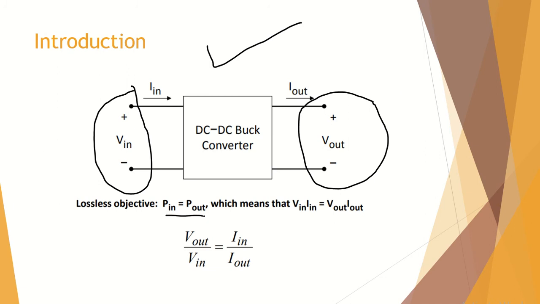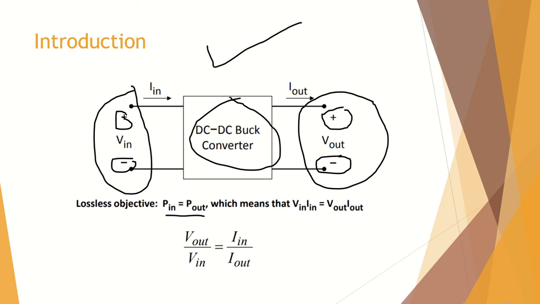The same goes for the DC to DC converter. On the left side we have a DC input. You can see these plus minus signs correspond to DC voltage. This is our DC input voltage, this is our DC output voltage. And if you consider the DC to DC converter to be lossless, you have P input is equal to P output, and I hope you know how this relation came.